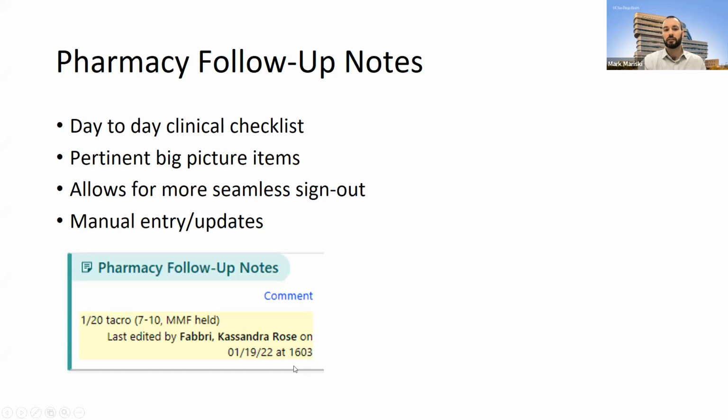So here's what it looks like in its simplest form. You can see Cassie was assessing this readmitted kidney transplant and ordered a TACR level. So we have TACR level for tomorrow, the goal, and just a note that the mycophenolate is held. And it obviously can get a lot more complicated.